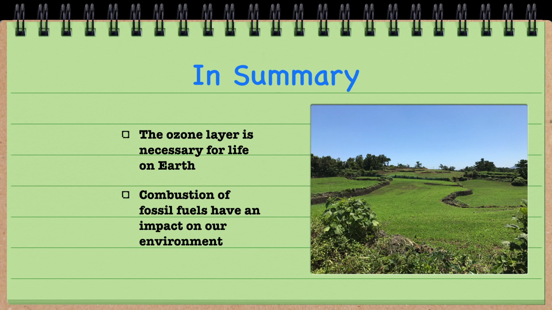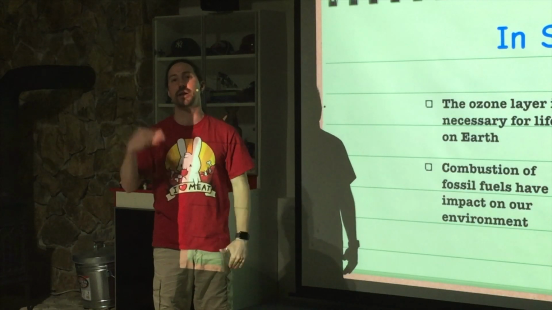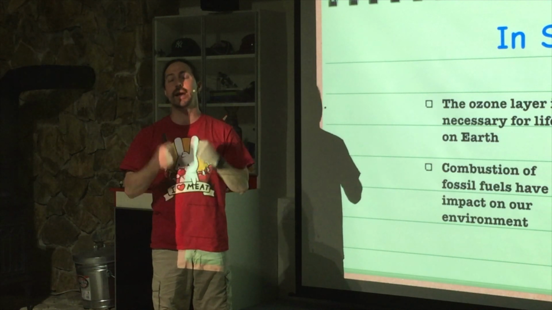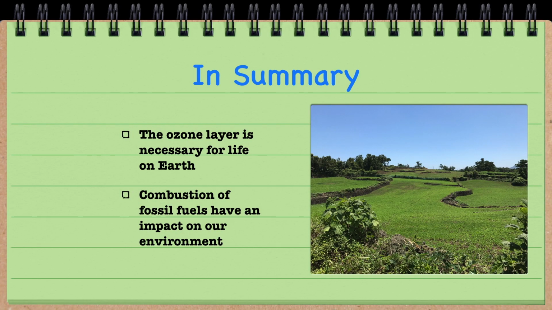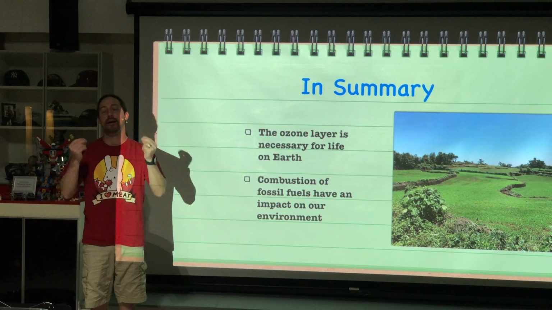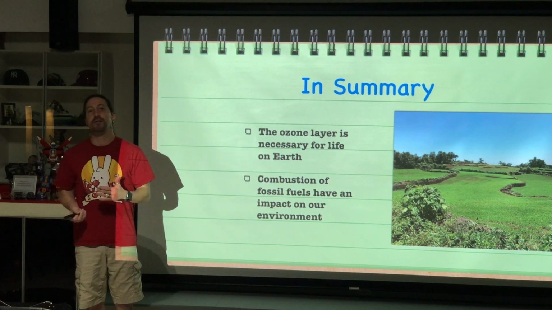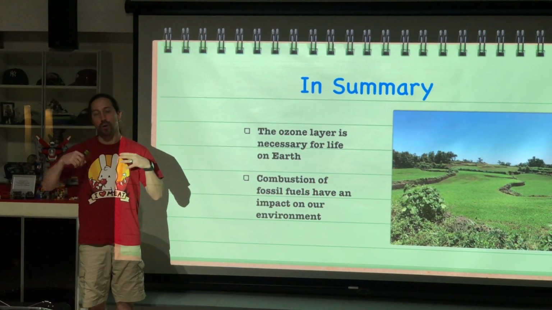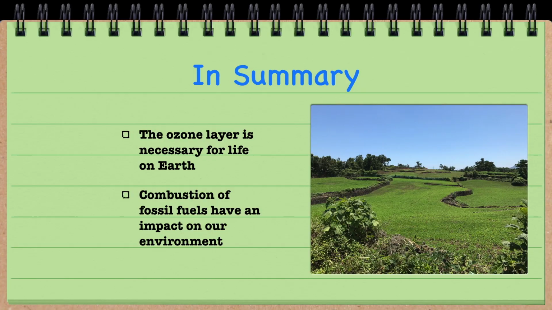In summary then, the ozone layer, just so you're aware, is necessary for life. It protects us from harmful ultraviolet rays from the sun. It's what makes sure that we can actually go out and enjoy a nice day and enjoy being underneath the sun without it damaging us. And combustion of fossil fuels has many, many impacts upon our environment. Whether it's acid rain or climate change or ocean acidification, it has huge impacts upon our environment.